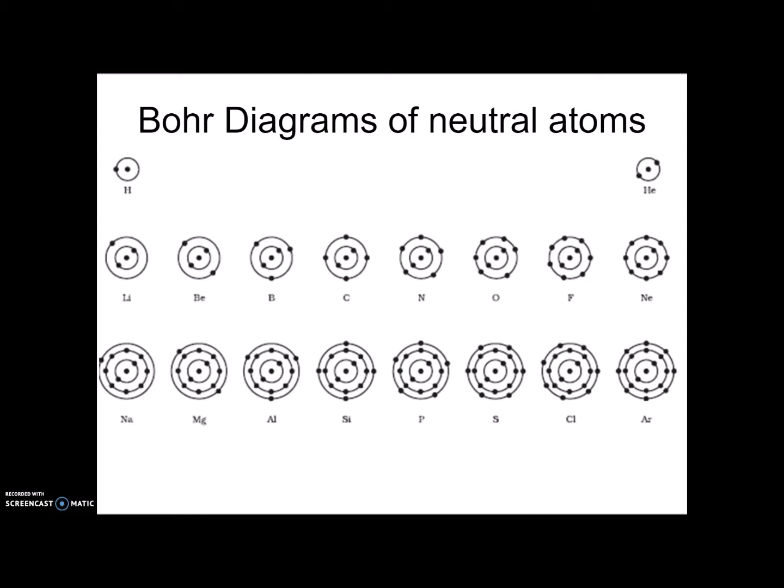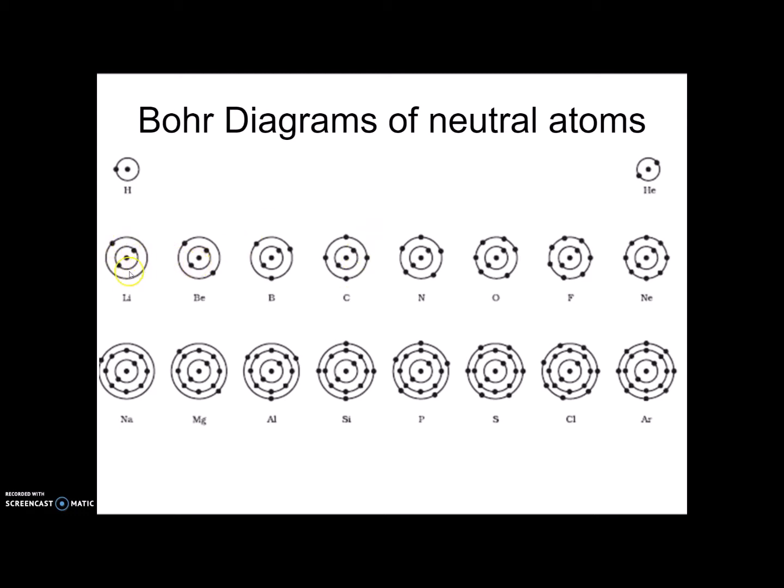And I said, don't worry about elements beyond argon. And that's going to hold true when we consider dot diagrams as well. What I want to draw your attention to with these Bohr diagrams is the outer ring. For every single element drawn here, there's a certain number of dots in the outermost ring.